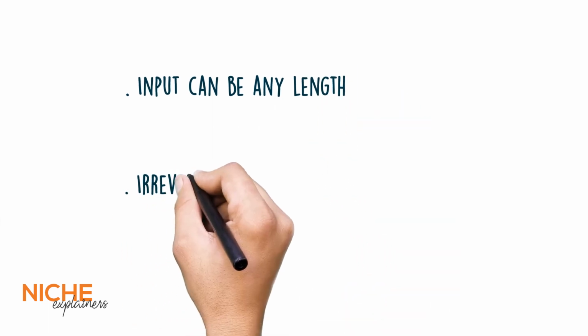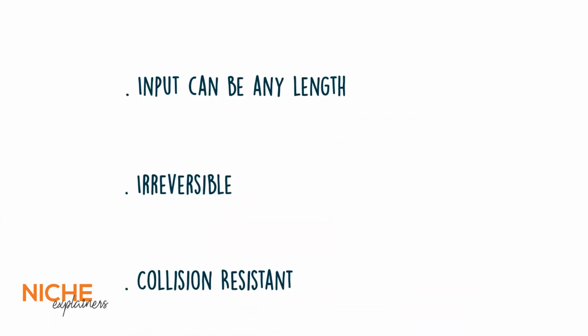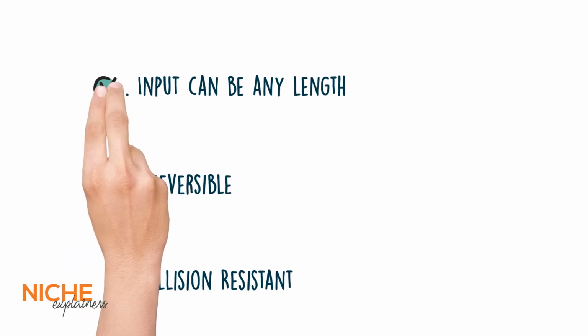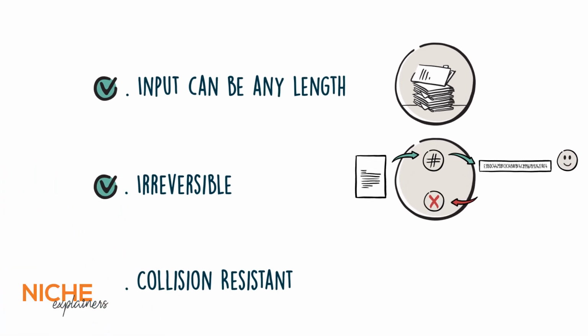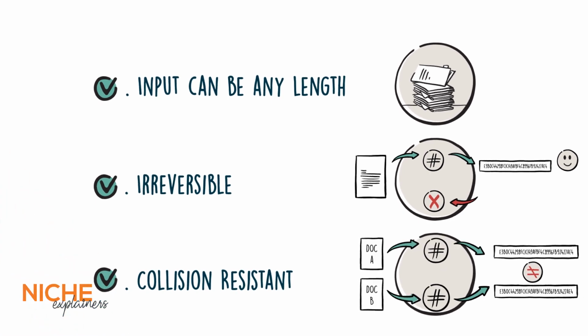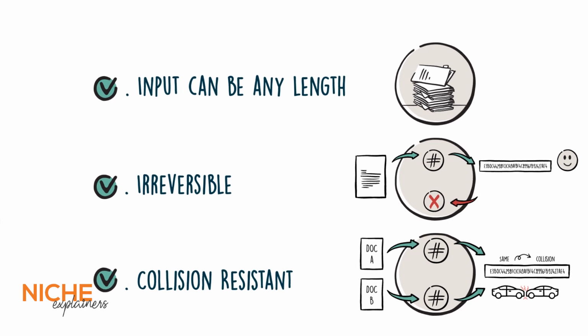There are a few unique properties important to good hash functions. Number 1, it can take input of any length and always output a fixed length hash. Secondly, it only works one way. It is not reversible. You can't take the hash and reverse engineer what the original document was that was used to generate it. Thirdly, it's collision resistant. If two different inputs create the same output hash, that's bad. That's called a collision.